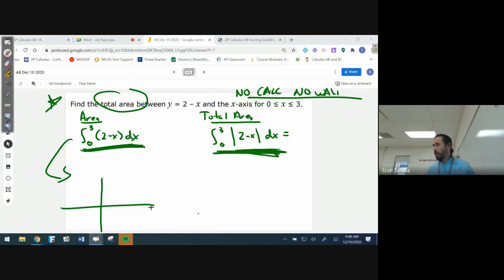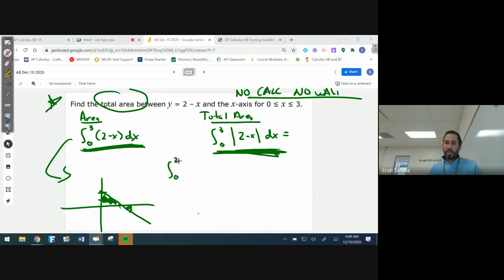And we all hopefully know what 2 minus x looks like. It's got a y-intercept of 2, and then we go down 1 over 1, down 1 over 1, down 1 over 1. There's the graph. Okay? And they're asking me for the total area, which would be this green area from 0 to 2, which is above. If it's above, it's going to give me a positive area. Yes, everyone? But if it's a negative area, it's negative from 2 to 3. That's going to give me a negative answer. So what is the total area? So guess what, class? We got to split this up.